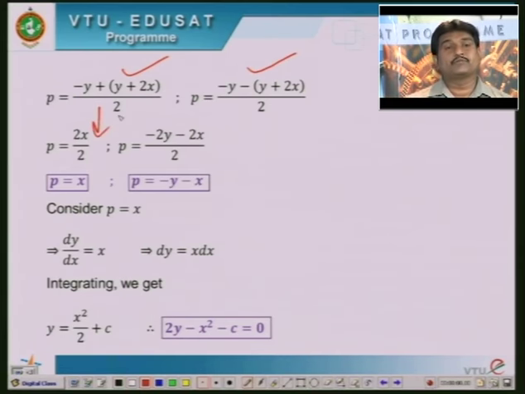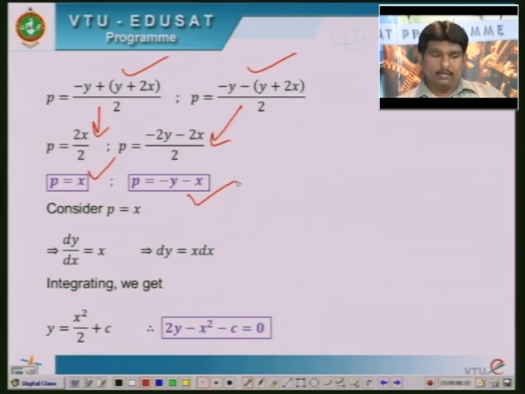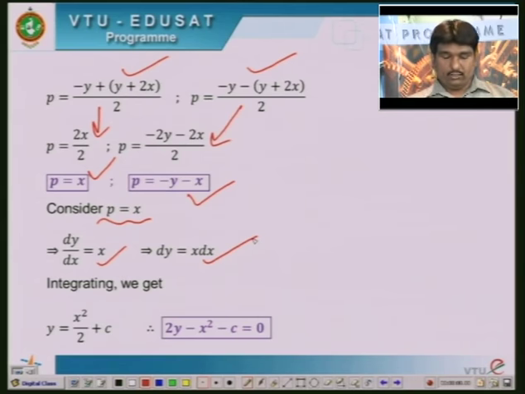Consider the first one, simplify it to get p equals 2x by 2. Second one, if you simplify, you will get it as minus 2y minus 2x by 2. Therefore, 2 first order first degree differential equations are p equals x and p equals minus y minus x. Consider p equals x. P is dy by dx equals x. So, dy becomes x dx integrated. As only x is here and only one derivative, you can easily get its solution by direct integration.